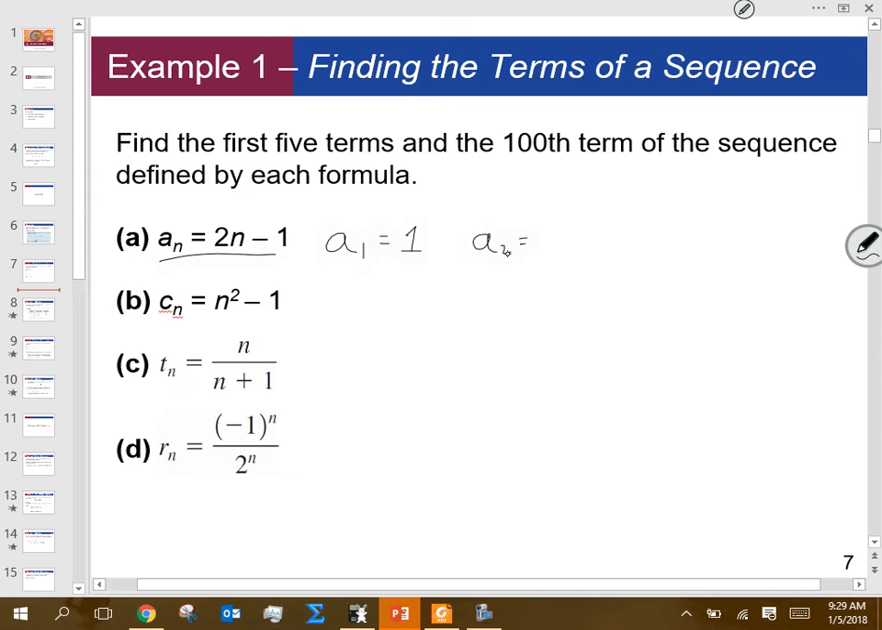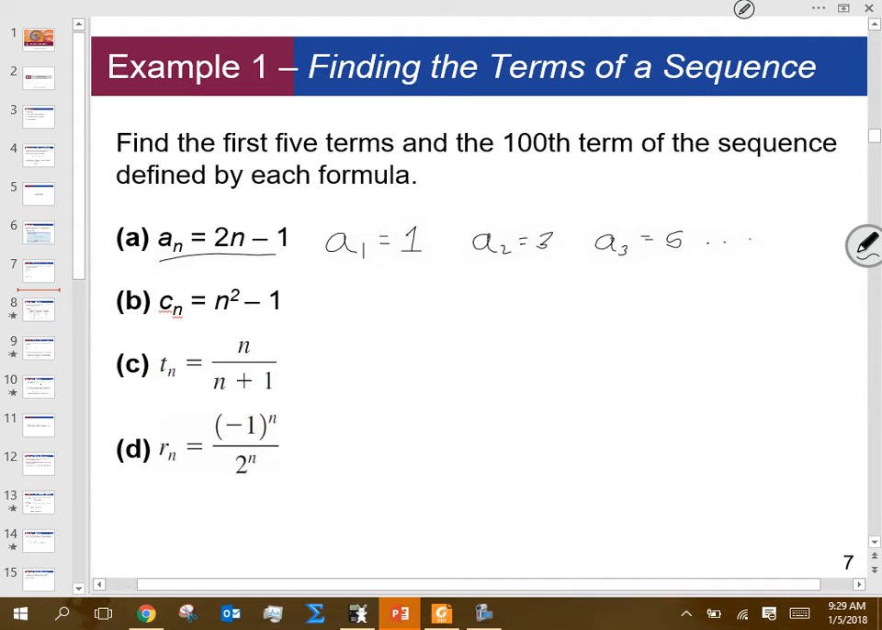Okay, now n becomes 2. So you get 2 times 2 is 4, minus 1 gives me 3. A sub 3. Now n is 3, so I get 2 times 3 is 6, minus 1 is 5. And we can, do we need to do 4 or 5? Does that kind of make sense what we're doing here?